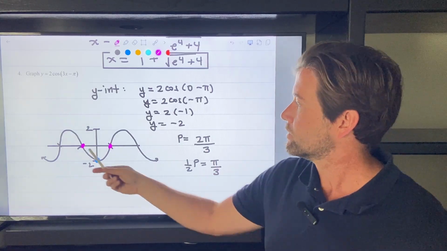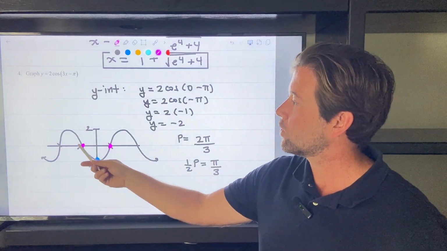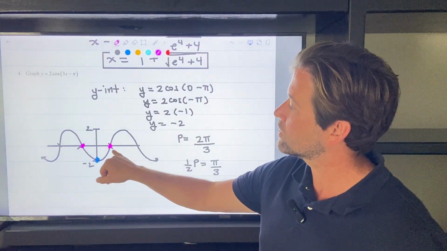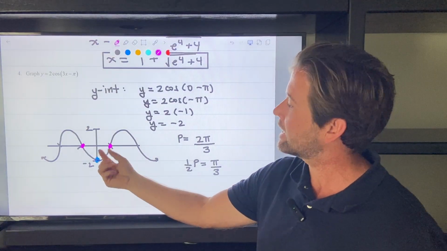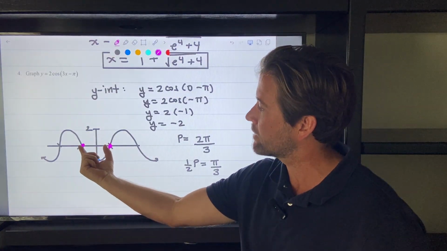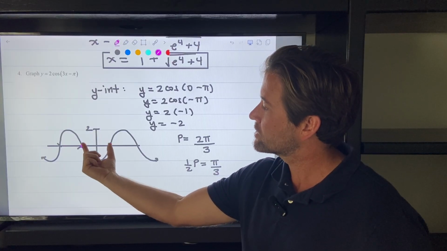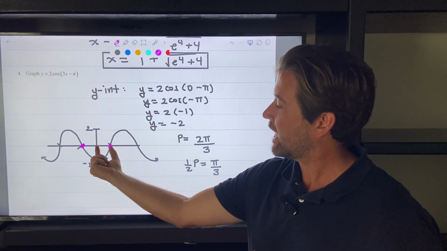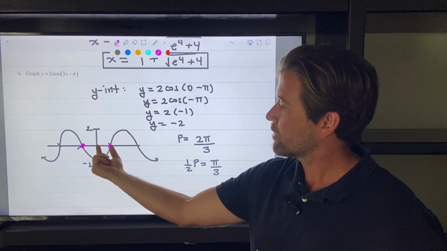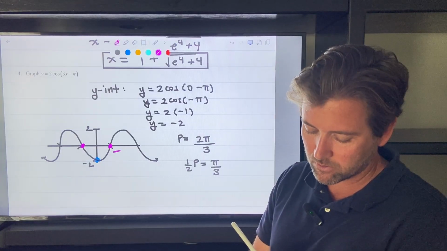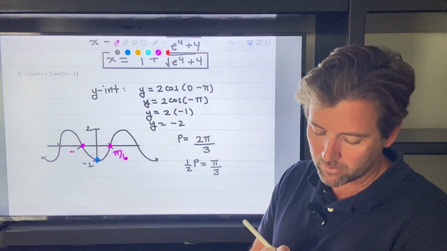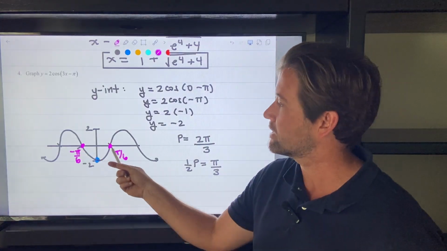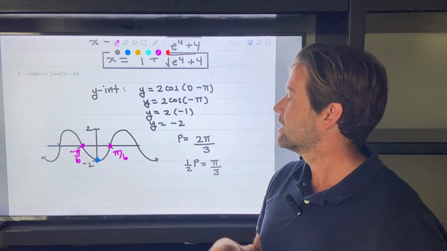So from this pink point to this pink point, the total distance has to be pi over 3. So some students will label this first x-intercept pi over 3, but that can't be. It has to be this entire distance from my fingertip. Fingertip is pi over 3. So since this graph is symmetric to the y-axis, this has to be half of pi over 3, which is pi over 6. If this graph is symmetric to the y-axis, this has to be the opposite of that value right there.